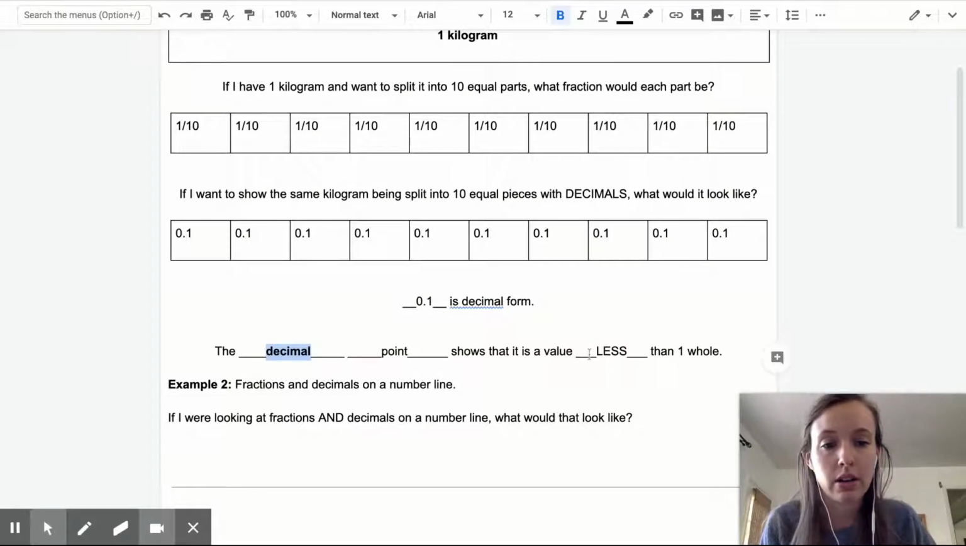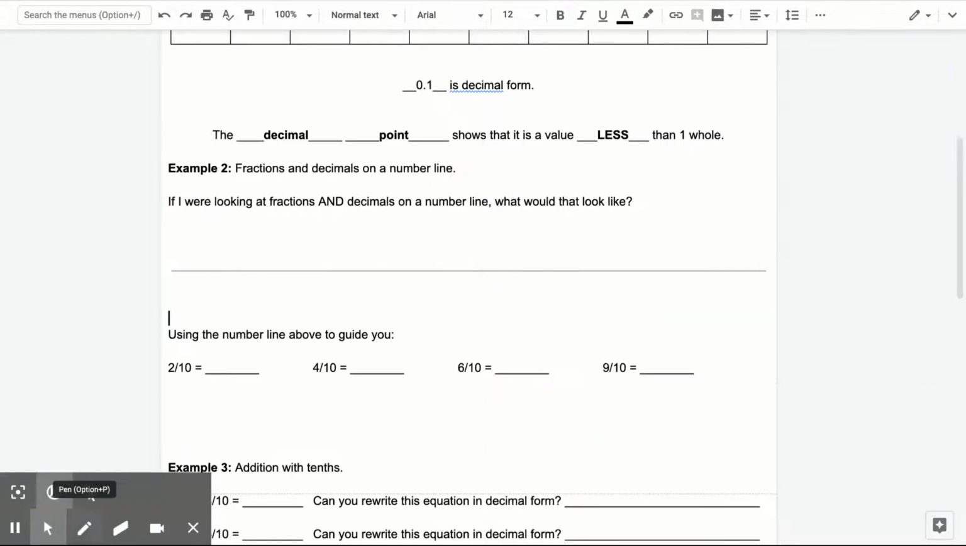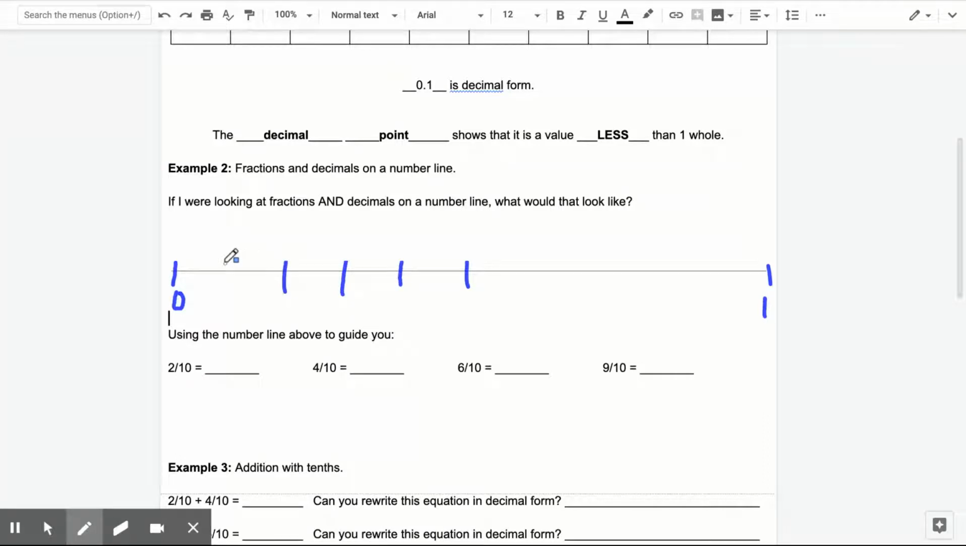All right, so going from here, we're now going to move to example 2, where we're going to be putting fractions and decimals on a number line to help you see the equivalence between 1/10 as a fraction and 1/10 as a decimal. So, all right, when I go to label my number line, I'm going to start at 0. We're going to end at 1 whole. Okay, so if I want to show tenths, I'm going to have to split my number line into 10 equal pieces, which means I need 9 lines to make my 10 pieces.